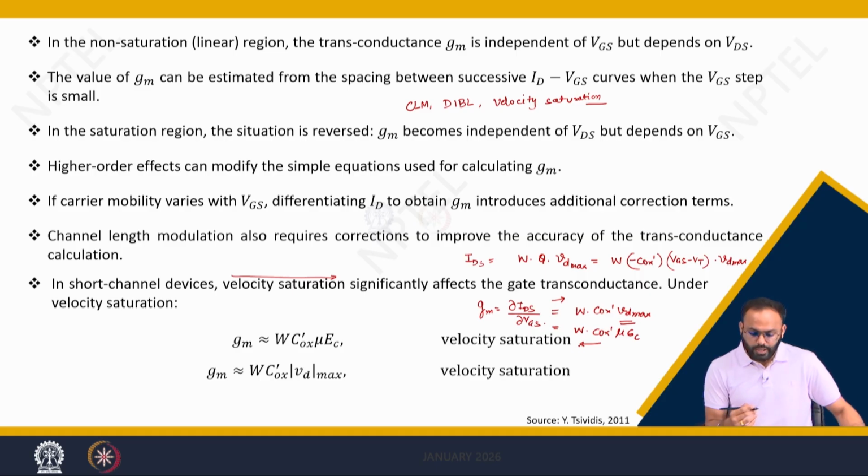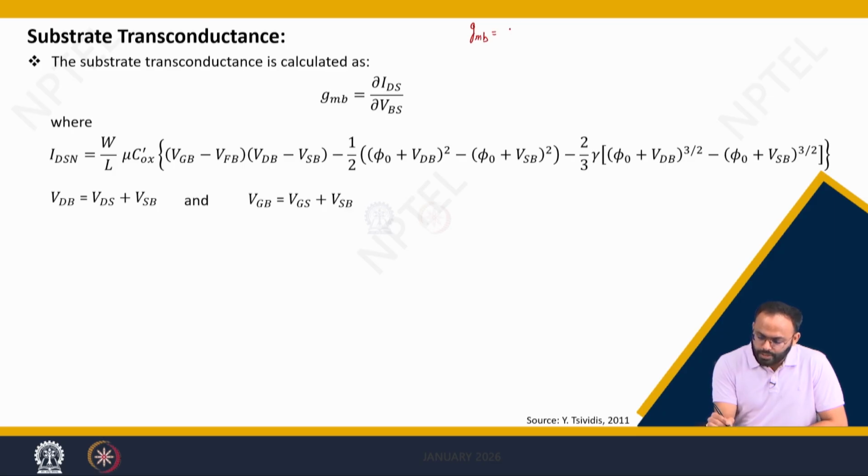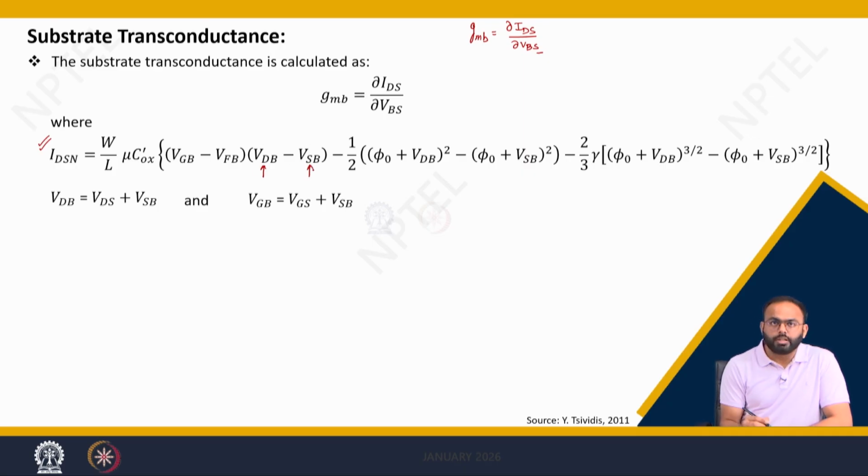Now, let us calculate another parameter, which is substrate transconductance in strong inversion. We know that the substrate transconductance gmb can be given by delta IDS divided by delta VBS, meaning the change in the output current when the body to source voltage is changing. In strong inversion region of operation, the current can be given by this equation, and we also know that VDB and VSB can be represented in terms of VDS and VGS. So, this representation is for body reference and this representation is for source reference.